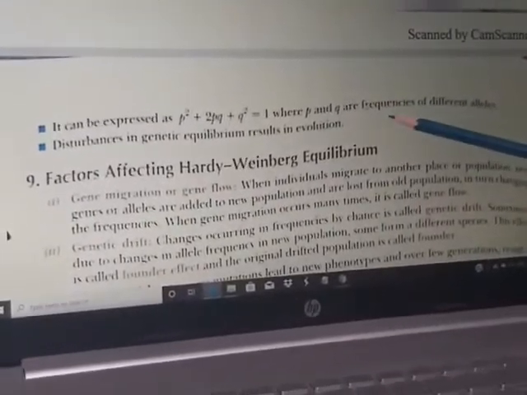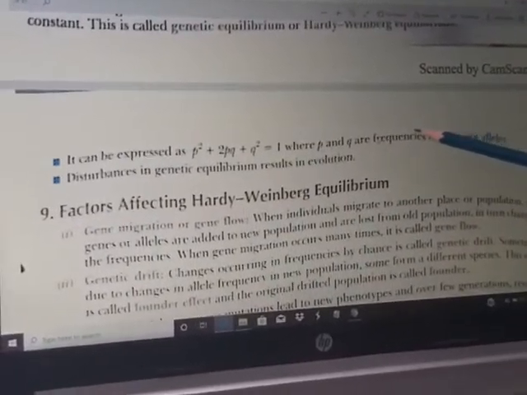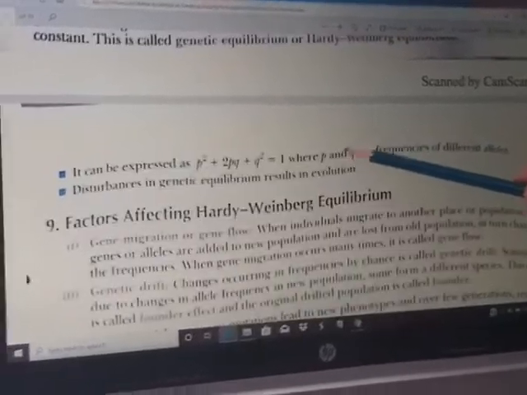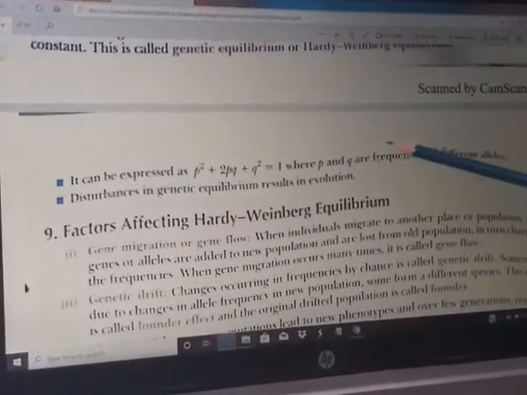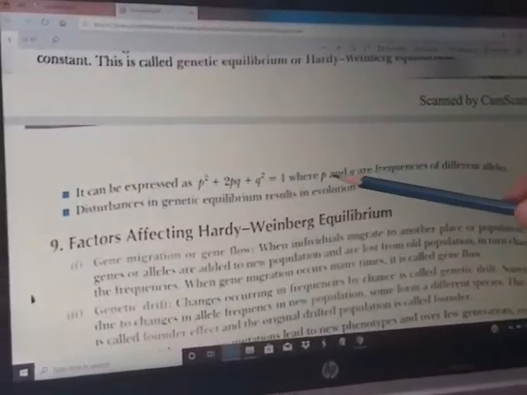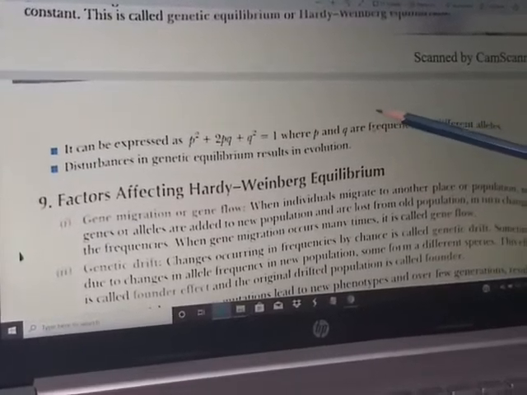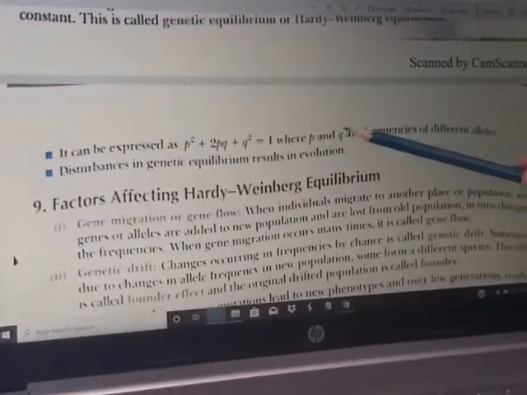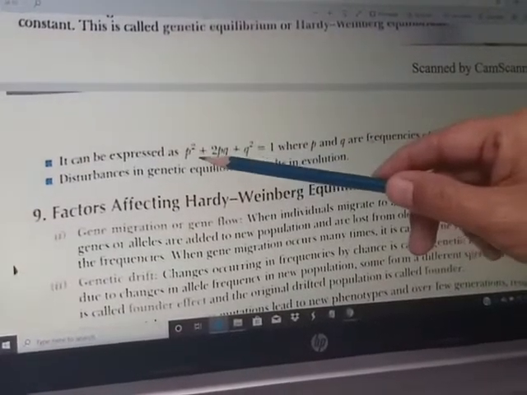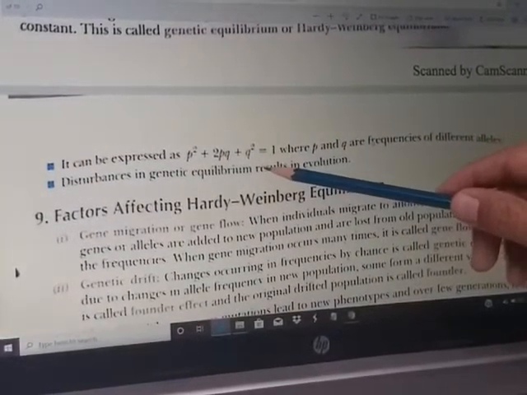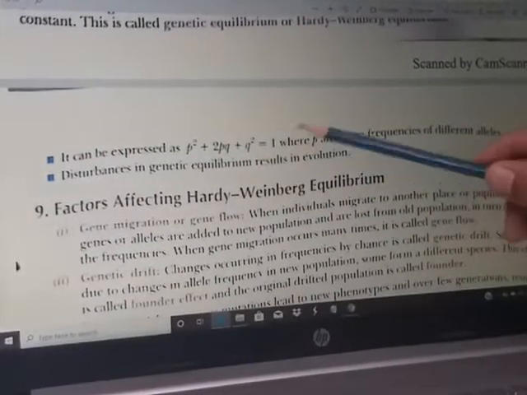We have a population in which there are different alleles and their frequencies are P and Q. Suppose we are talking about two alleles, and for one the frequency is P, for the other it is Q, and this allelic frequency is expressed as P plus Q whole square, means this is the expansion of the equation.